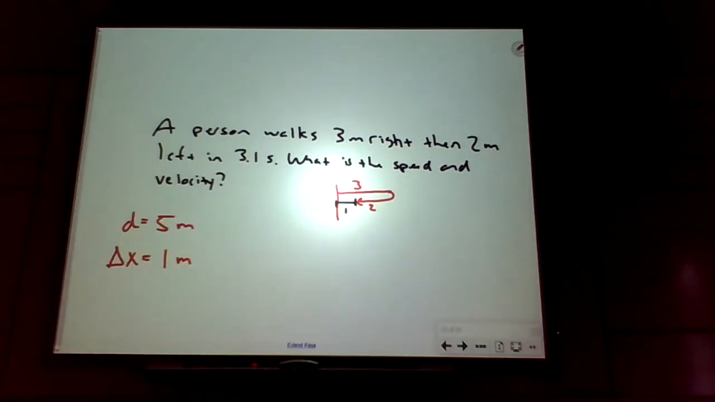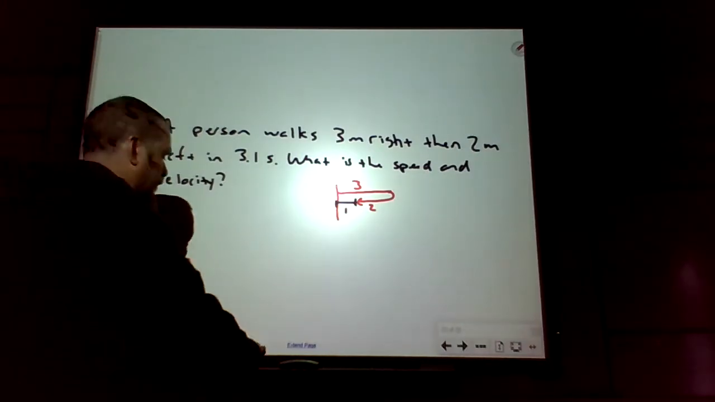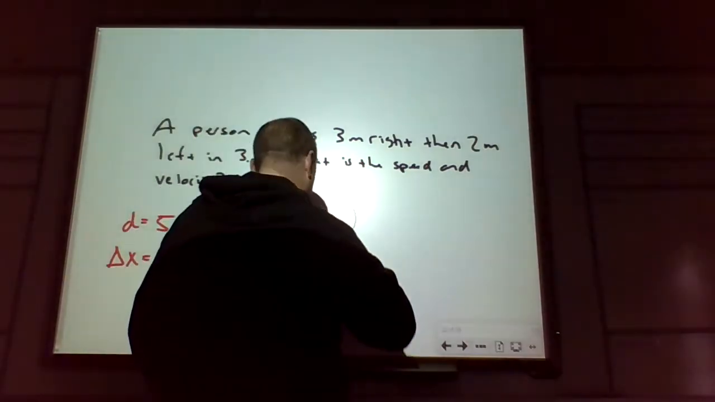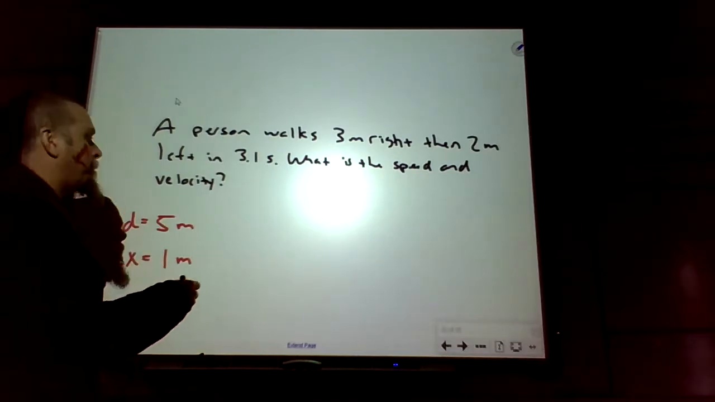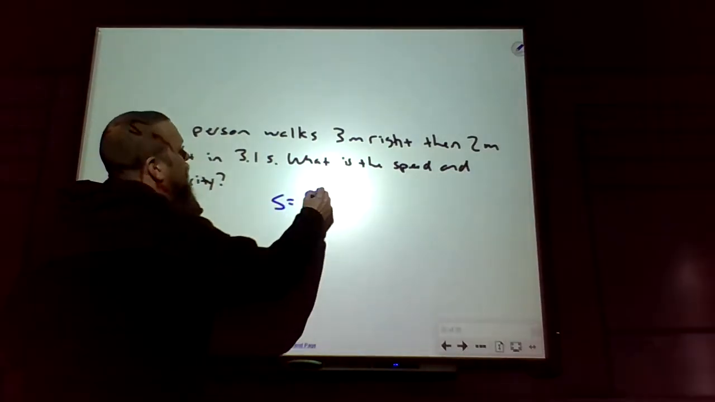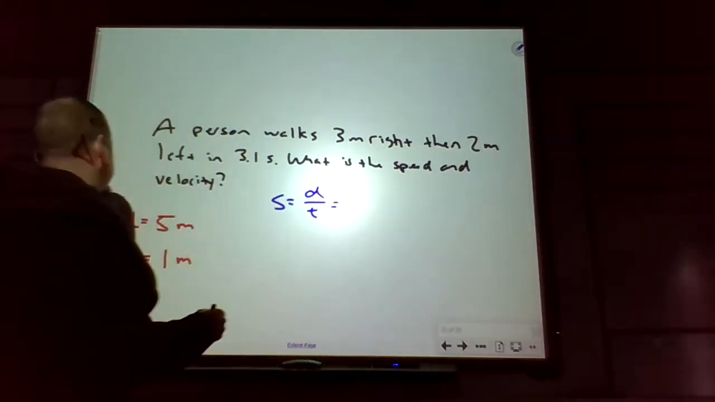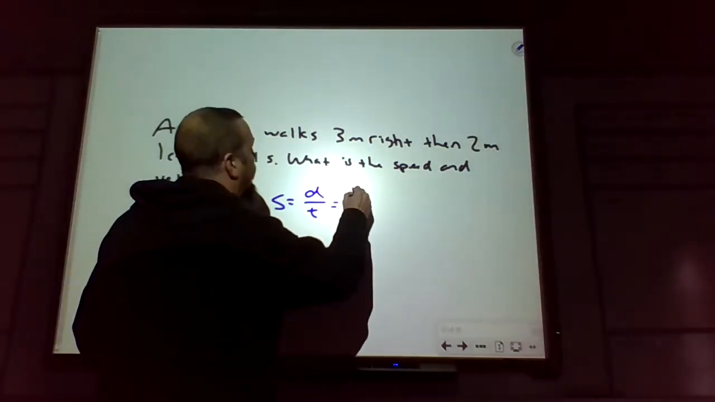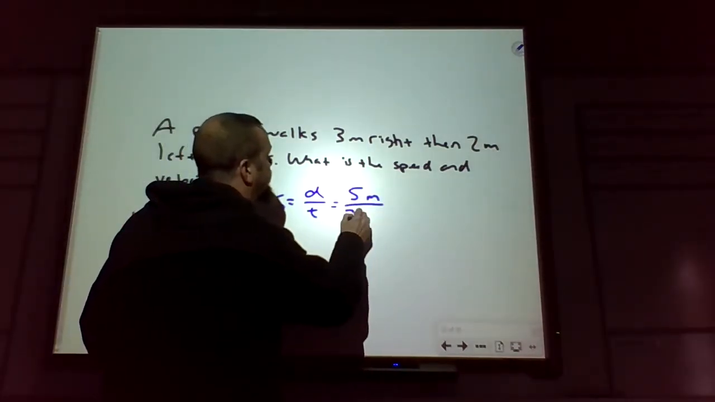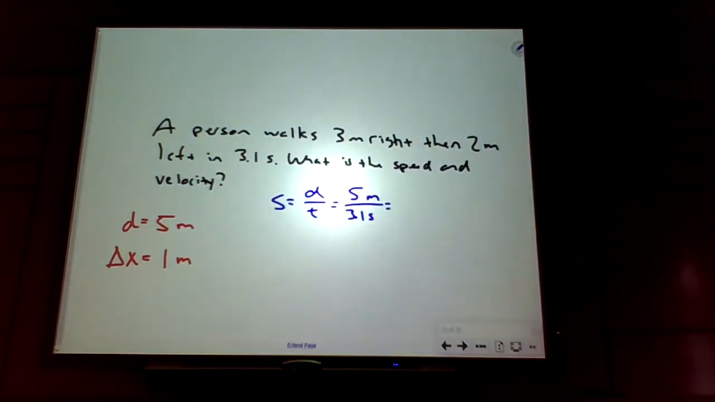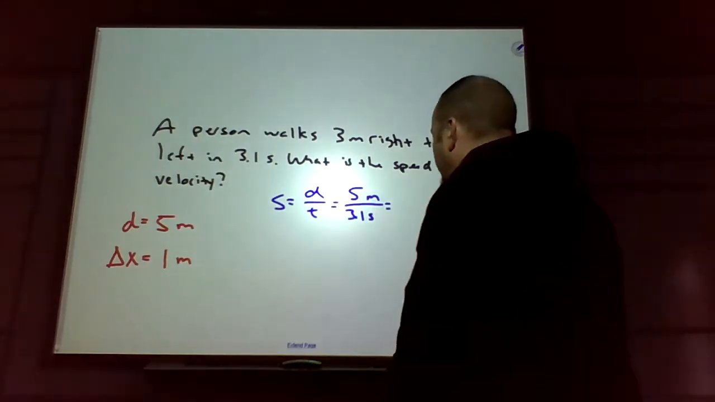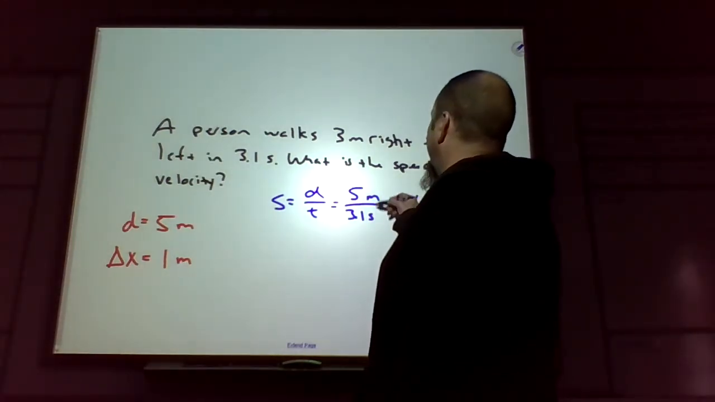And we would use the appropriate thing with the appropriate calculations. So when we're doing a speed, we would use the distance. When we're doing a velocity, we do the displacement. So speed is distance over time. So 5 over 3.1. 5 divided by 3.1, I'm going to round that to 1.6. Units right there, meters per second.